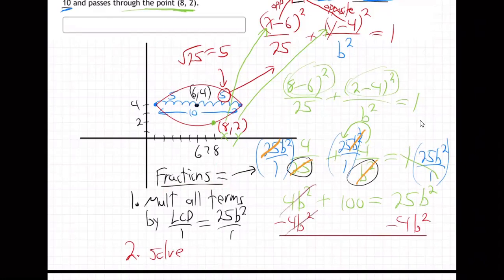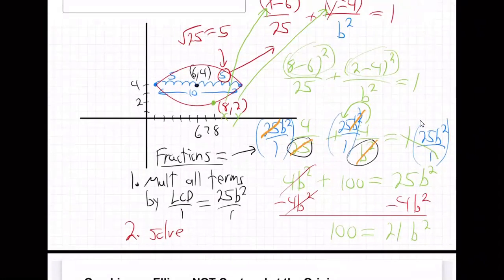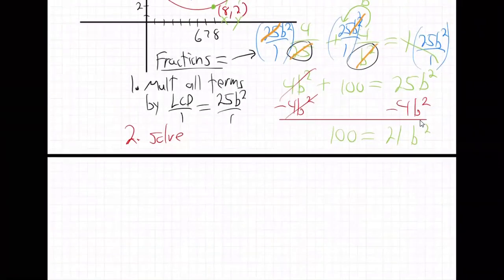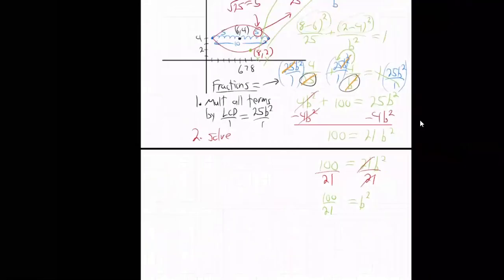And what happens? These cancel. And we get 100 is what? 21b squared. That's 21b squared. So let me bring that down here. So 21b squared is 100. Now divide by the 21. Boom, boom. b squared is 100 over 21.